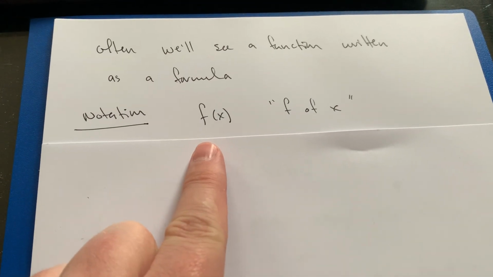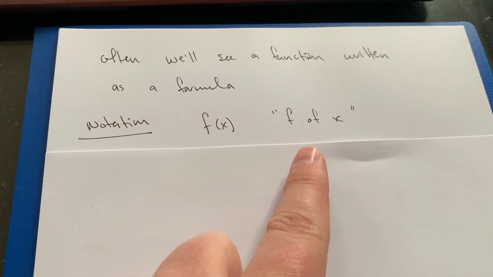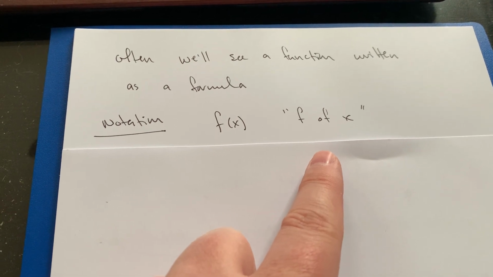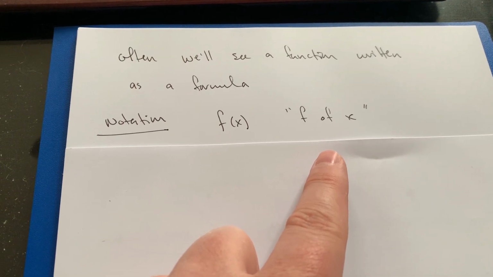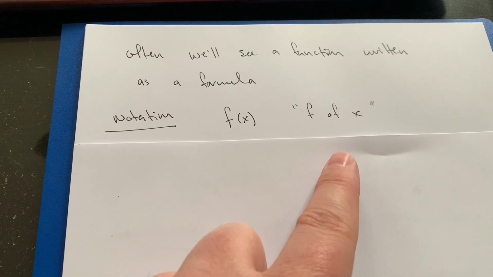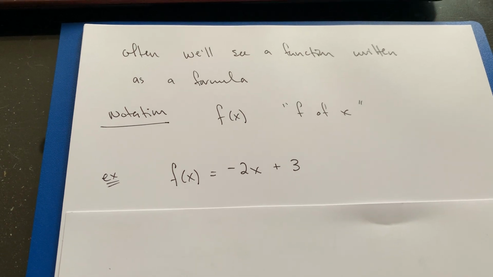It's f parentheses x. What we say is f of x. So f, I suppose, obviously for function of x, right? Because x is going to be your input value. x is your domain value. So the idea is you're putting this x value into some sort of formula.